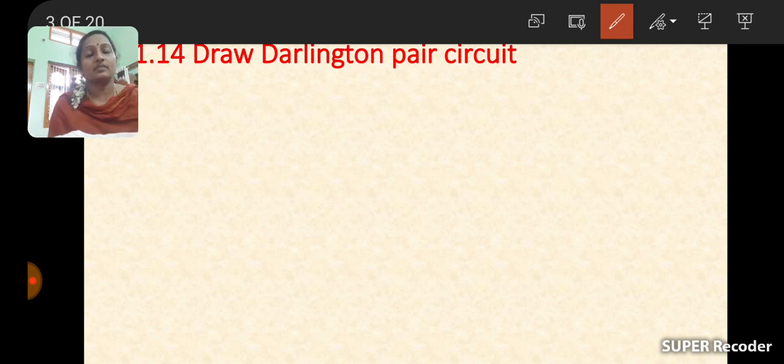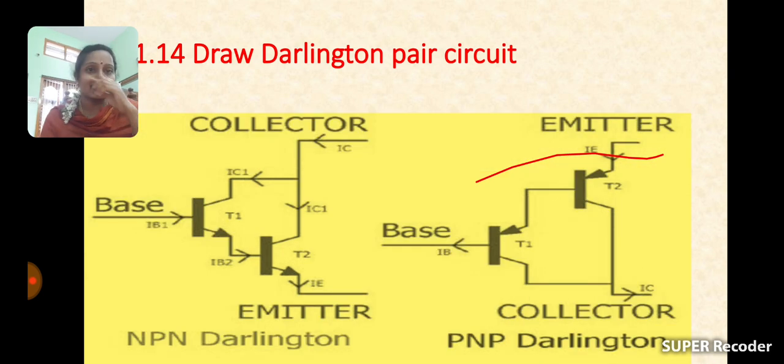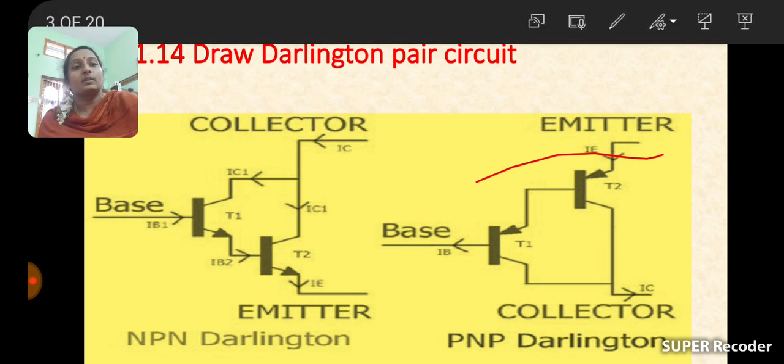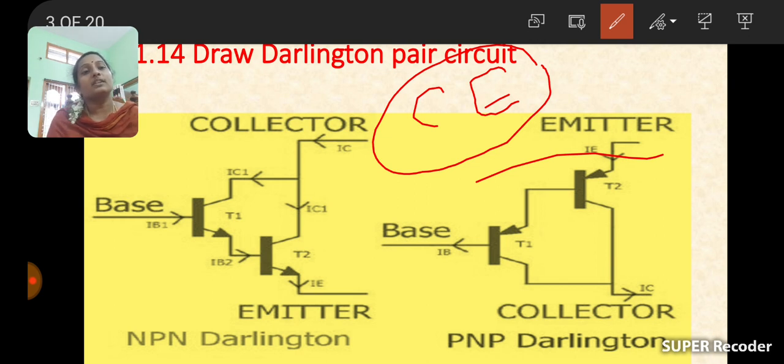These are the topics we discussed in our last class. Now we are going to discuss Darlington circuits. A Darlington pair is simply like a direct coupled amplifier. Two transistors are connected together, with both stages in common emitter configuration, and that is called a Darlington pair circuit. This Darlington pair is used to increase the gain of the signal.